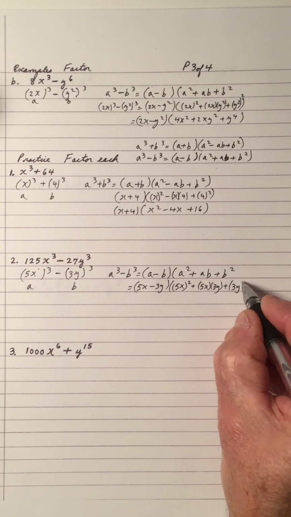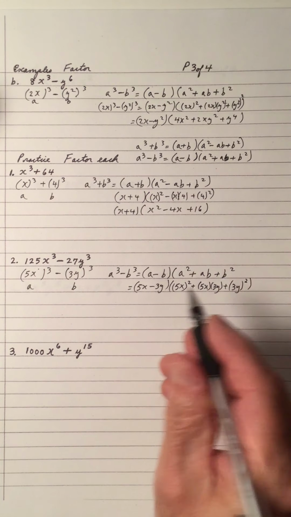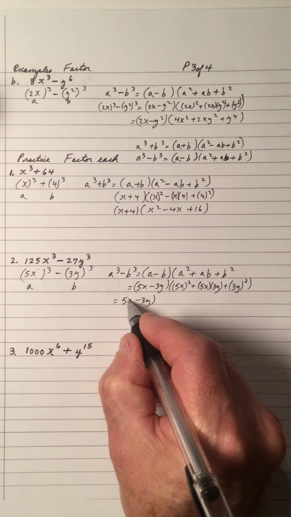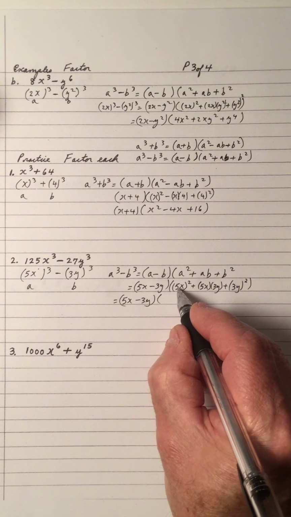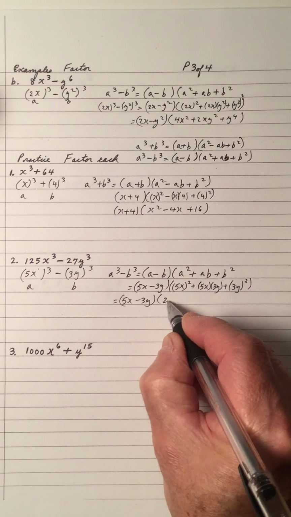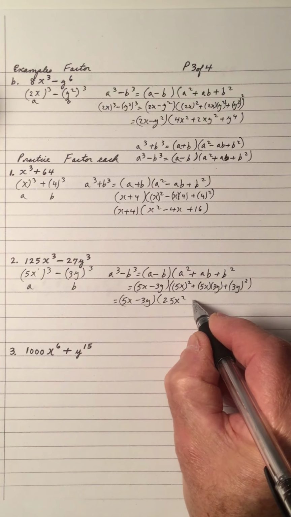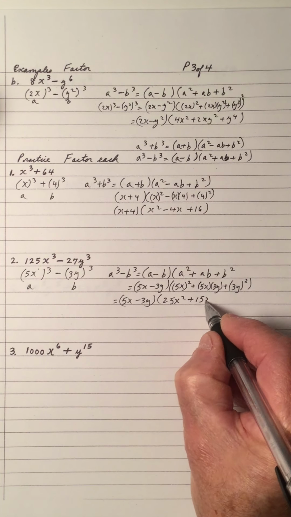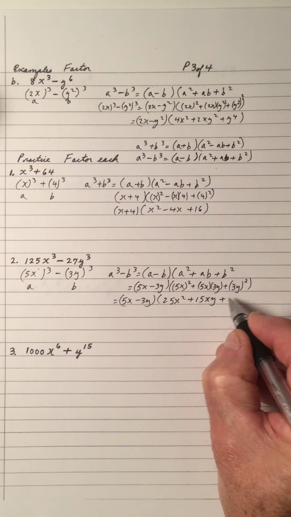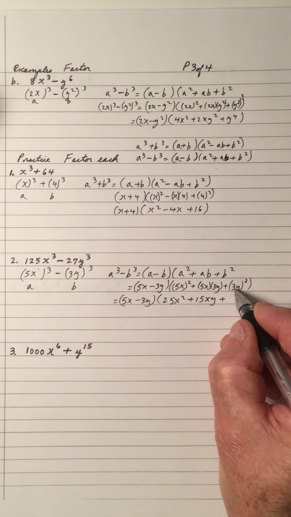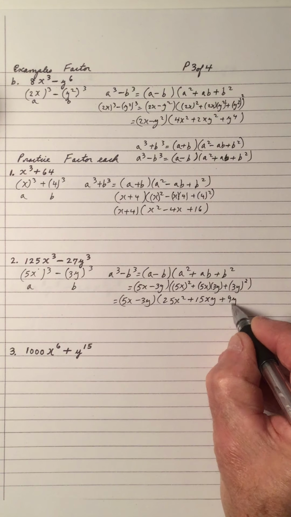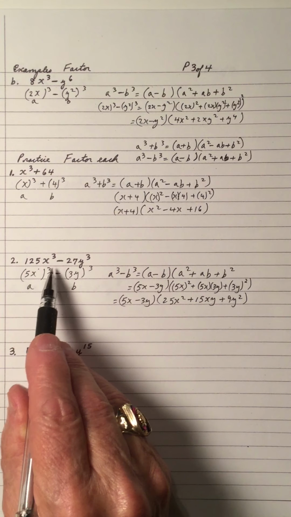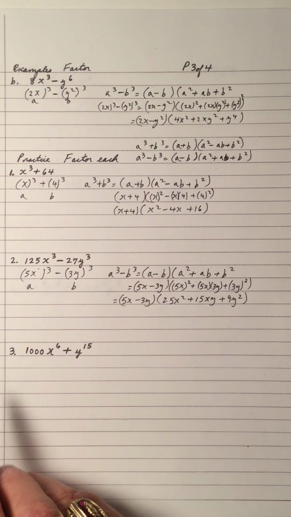B is 3y. So notice when I put it in, I put brackets around it. So that gives me 5x minus 3y. 5x squared, 5x times 5x is 25x squared. And I have a plus. 3 times 5 is 15, x times y. And I have 3y all squared. 3y times 3y is 9y squared. So that's the difference of these two cubes factored.